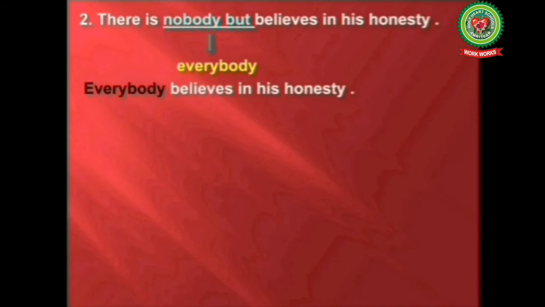Now let's proceed further. The next example: There is nobody but believes in his honesty. Now here, students, nobody but means everybody. Wherever nobody but is given, it means everybody. So, to make it positive, we will change nobody into everybody. So our answer will be: everybody believes in his honesty.